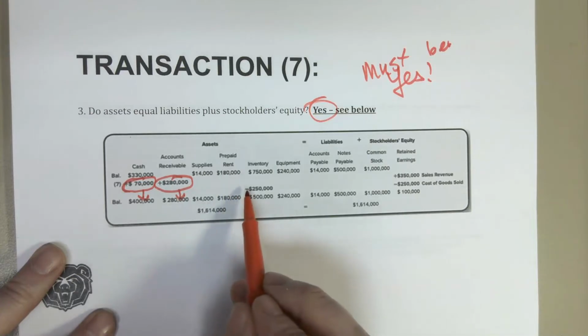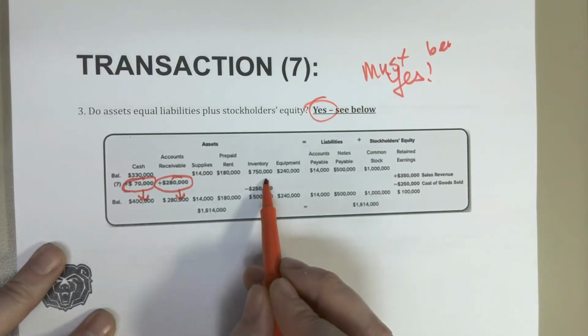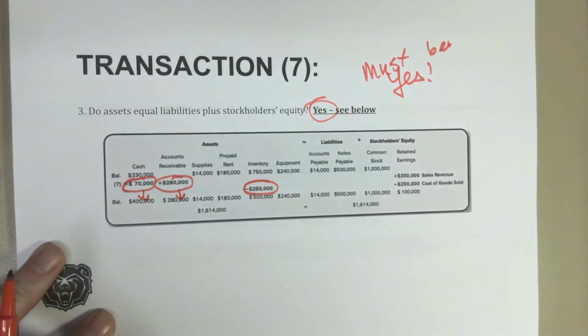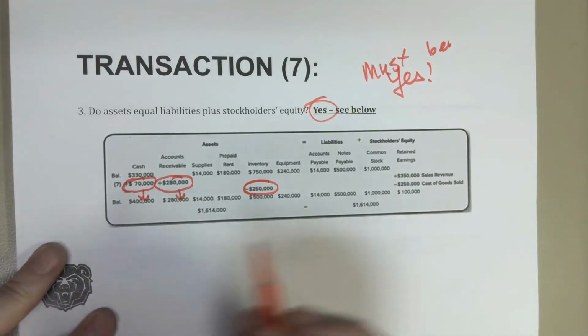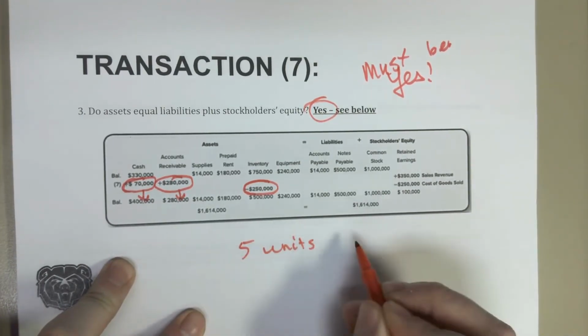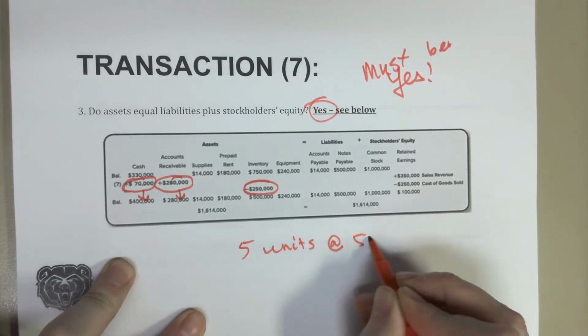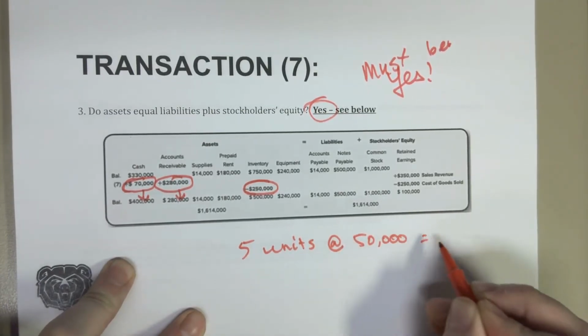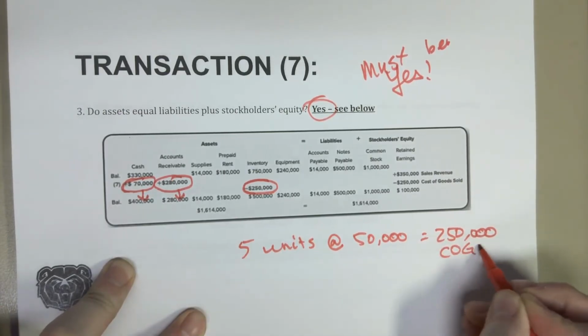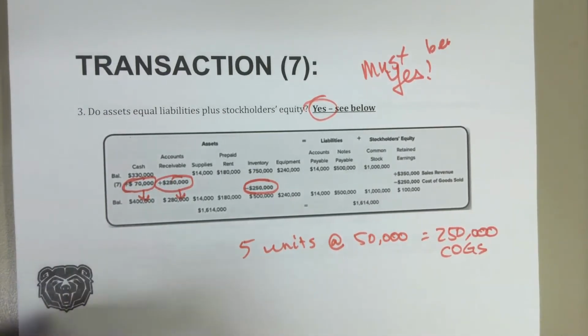Now, we also know that we got rid of $250,000 worth of inventory. How do we know that? Well, we know that because we sold 5 units at $50,000 a piece equals $250,000 worth of inventory. That is what it cost us to get those in our inventory, right? That is our cost of goods sold.